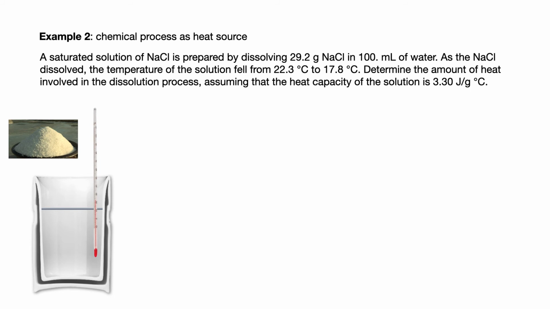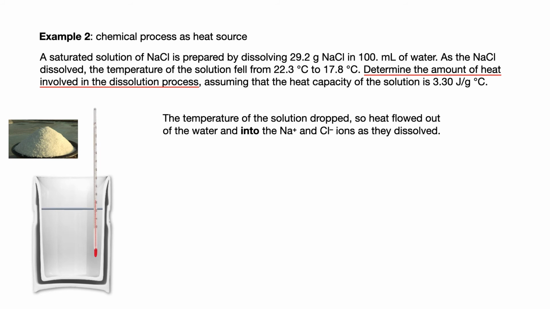Okay, so let's be clear on what it is that we're trying to find. We want to find the amount of heat involved in the dissolution process. And thinking about the situation as it's described, the temperature of the solution dropped. So that tells us the heat flowed out of the water and into the sodium and chloride ions as they dissolved. So the water lost heat. The sodium chloride gained heat. So from the perspective of the sodium chloride that's dissolving, the process was endothermic. Heat flowed into the sodium chloride from the water.